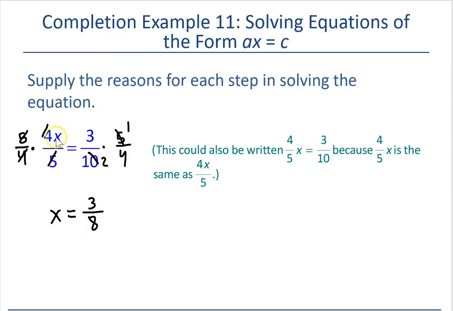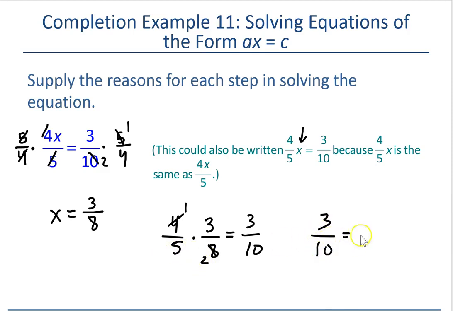The reason you might want to do it this way is that it looks a lot nicer when you plug the x back in. So I get 4/5 times 3/8. Notice these cancel. Let's finish off. It's equal to 3/10. That goes to a 1, and that goes to a 2. 1 times 3 is 3, and 5 times 2 is 10. And 3/10 does equal 3/10, so all is well in the world.